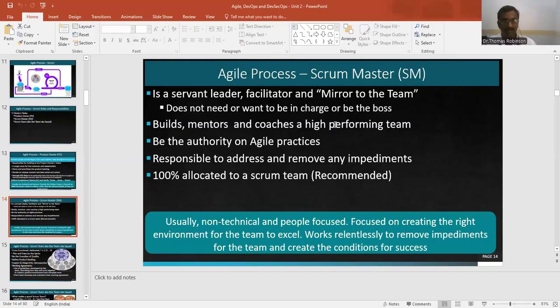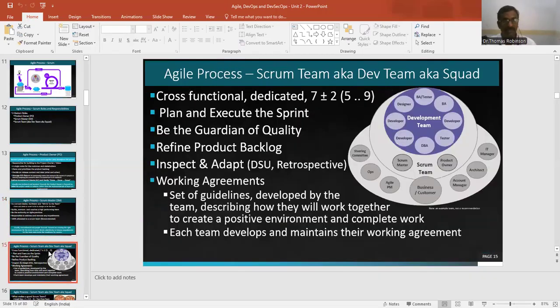For the team, he has to build teams with good relationships, mentor the teams, and coach the team toward high performance, and be the authority on agile practice. He is the one authority for the agile practices and is responsible to address and remove any impediments. If the team is facing any problem, he has to take it over and solve it. He is 100% allocated to the Scrum team.